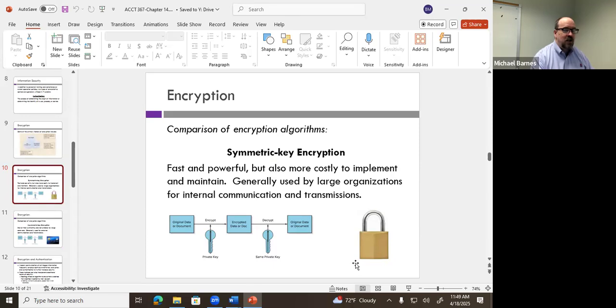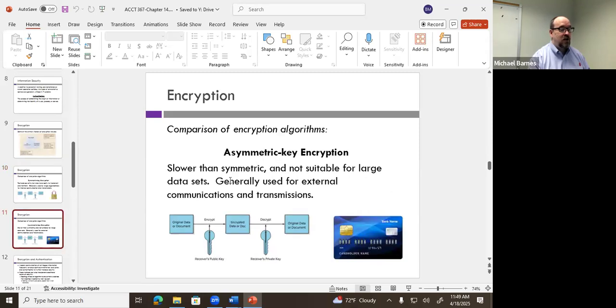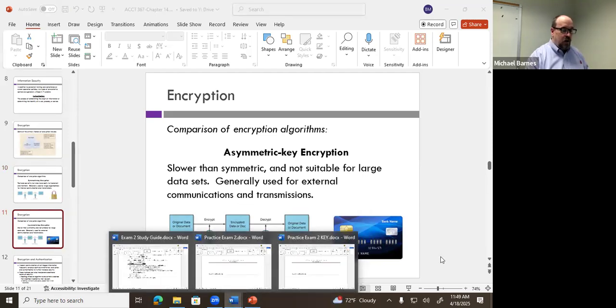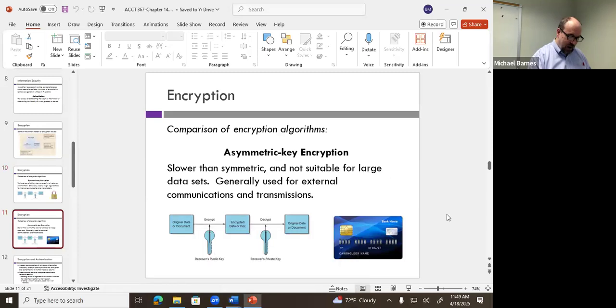Not just the analogies. The analogies are good. If you can use the analogies, great. But be able to talk about the characteristics of symmetric key encryption versus the characteristics of asymmetric encryption as well. There's a question on hashing. What is the goal of hashing? That's talked about a little bit in chapter 14, slide 12. Hashing is basically trying to make sure that the file sent is identical to the file received.